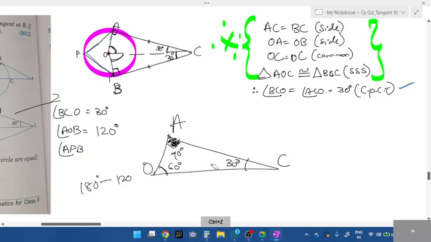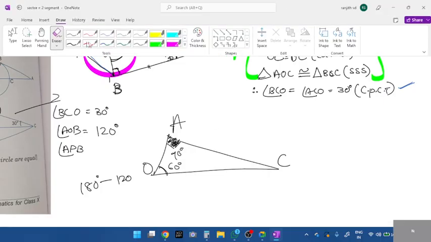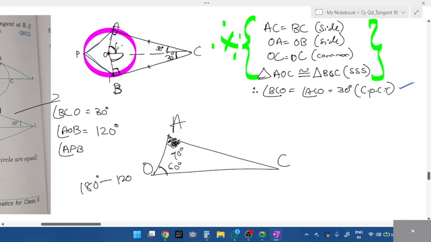Sometimes they won't give this 30 degrees, students. Instead of that, they'll give this 60 degrees. Look, they have given 60 degrees here. Even then, you write the same. Angle AOC is equal to angle BOC. In bracket CPCT, corresponding parts of congruent triangles. Just mention CPCT. So the other one also will be 60 degrees.